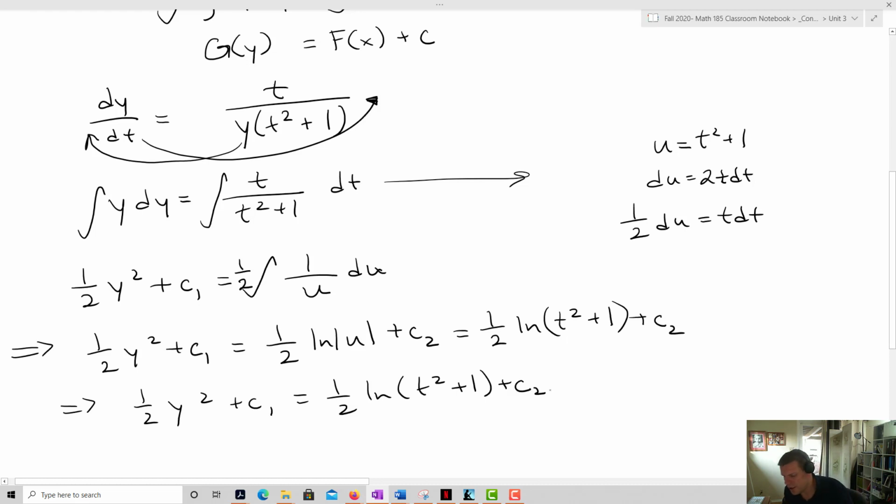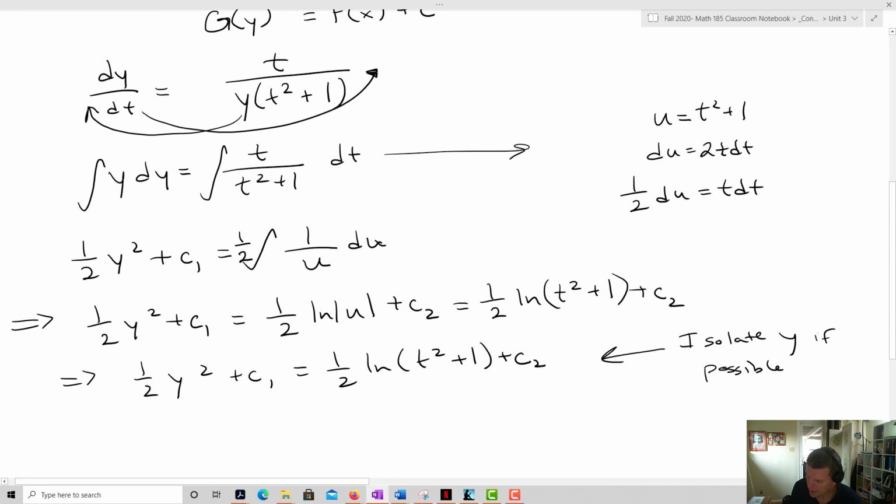So what I'm going to want to do now is bring over everything. I want to isolate y, if possible. Sometimes you can, sometimes you can't. But we're going to want to isolate y, if possible. Okay? And so what that means is I get 1/2 of y squared, and that's going to equal 1/2 natural log of t squared plus 1 plus c2 minus c1.